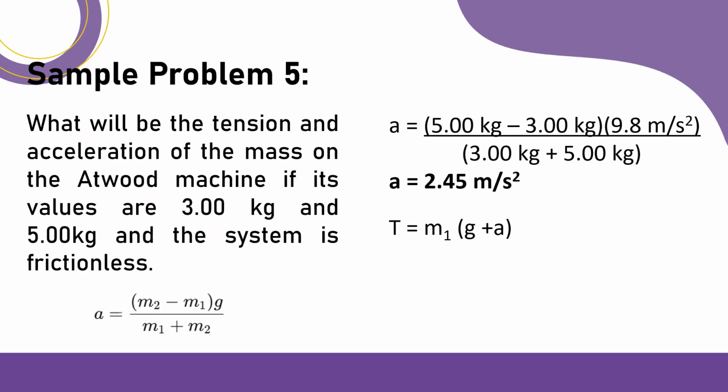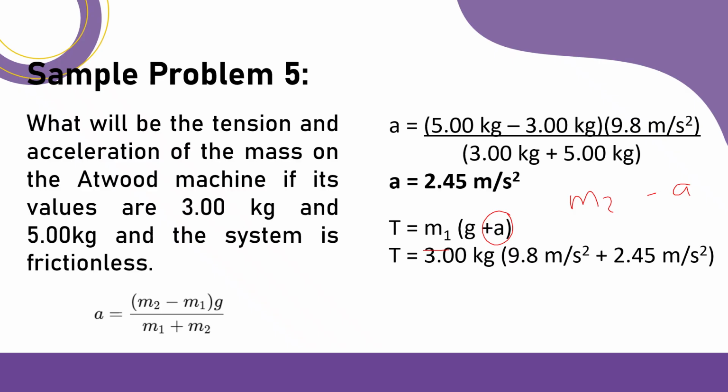Now to get the tension, we could use either mass 1 or mass 2. Either way, we'll arrive at the same answer. But take note that if we are going to use M1, the acceleration would be positive. If you're going to use M2, you are going to use a negative acceleration. So now let's proceed. Substituting our values, that would be 3 kilograms multiplied by 9.8 plus 2.45 meters per second squared. So the tension now is 36.75 newtons.